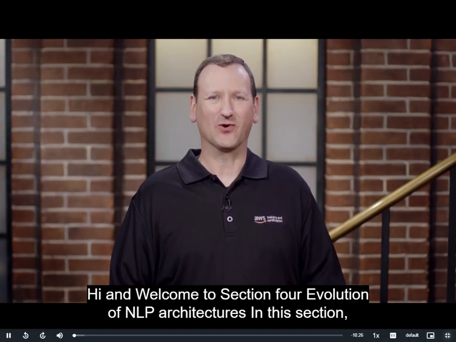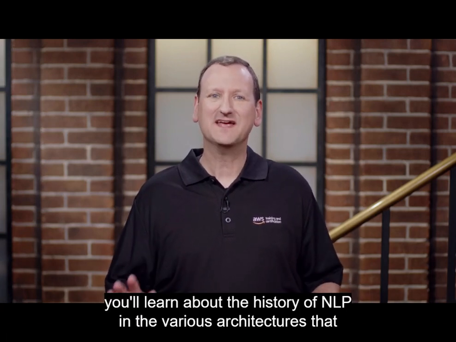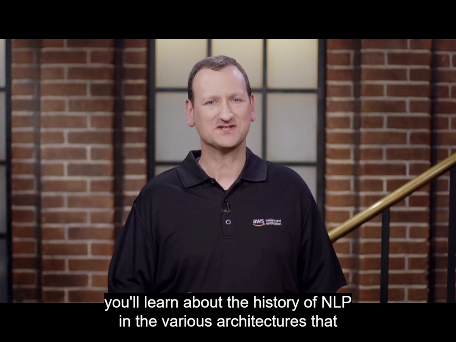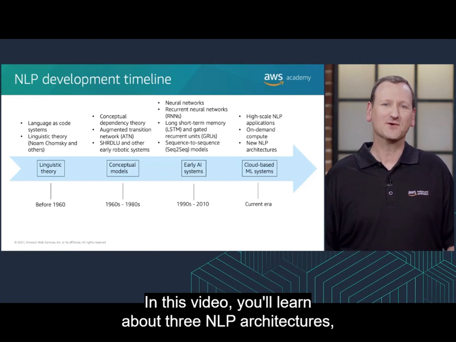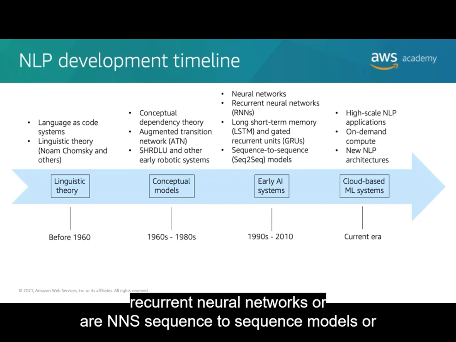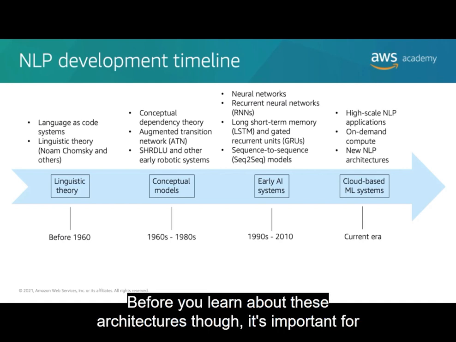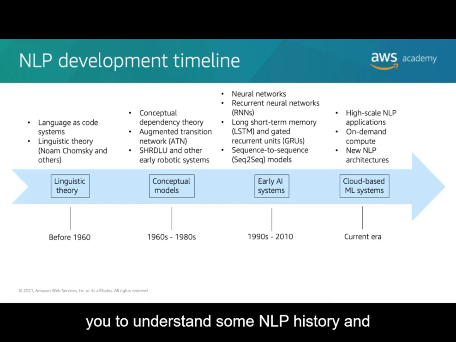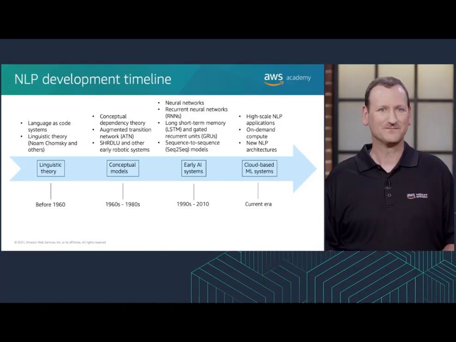Hi, and welcome to Section 4, Evolution of NLP Architectures. In this section, you'll learn about the history of NLP and the various architectures that are now used for cloud-based NLP solutions. In this video, you'll learn about 3 NLP architectures: recurrent neural networks, or RNNs, sequence-to-sequence models, or seq-to-seq, and transformers. Before you learn about these architectures, though, it's important for you to understand some NLP history and to understand the relationship between NLP and neural networks.